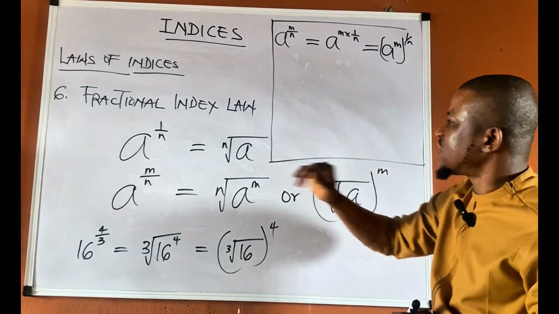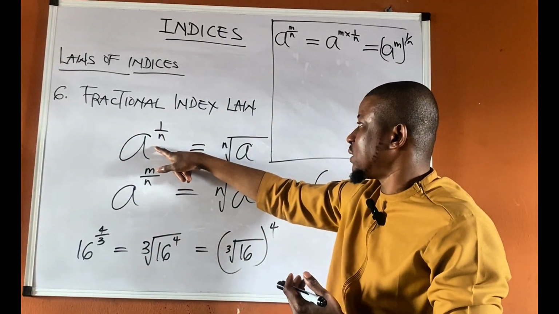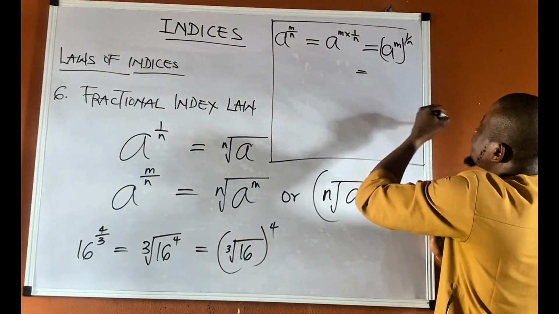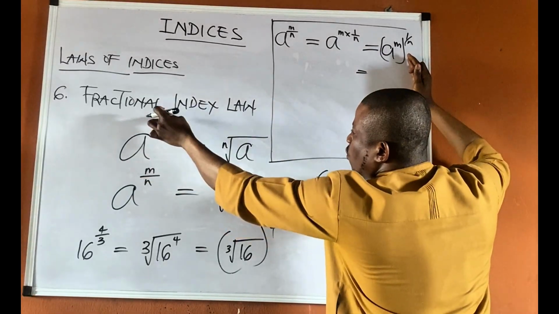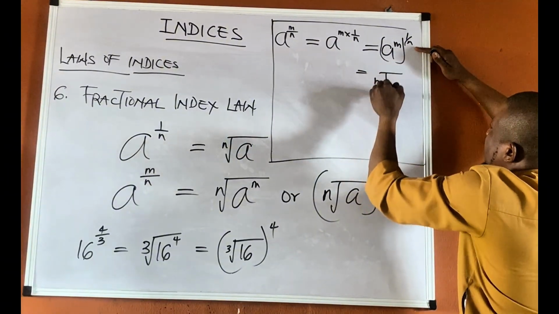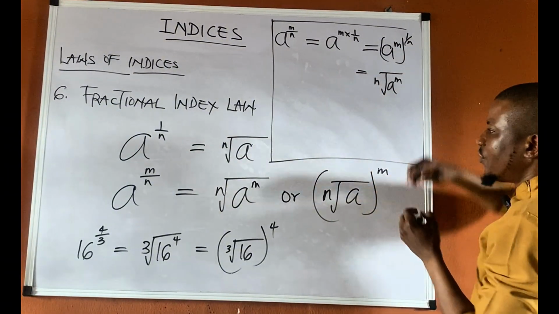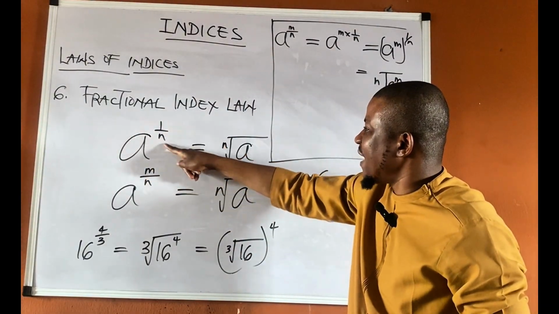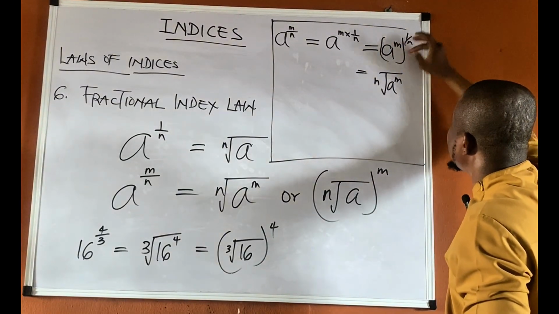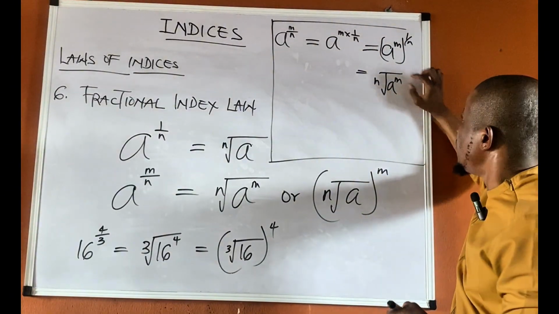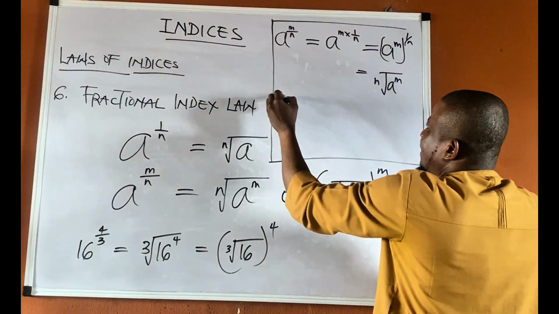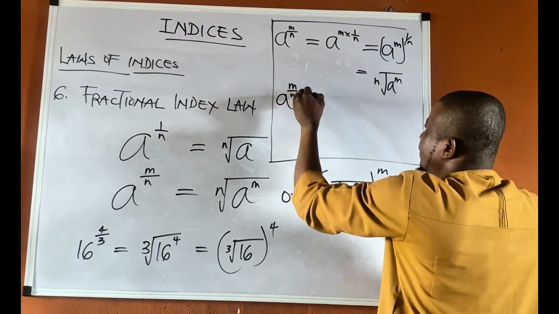Okay. And from this fractional index law, the basic fractional index law, which I have a to the power of 1 over n to be this, we can write this as the nth root of a to the power of m. Remember, a number to the power 1 over n is the nth root of that number. So we've gotten this first part. So this is correct.